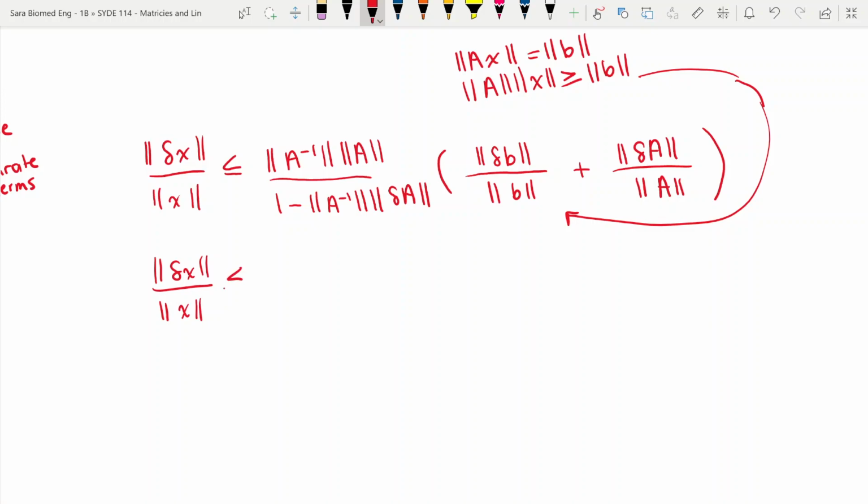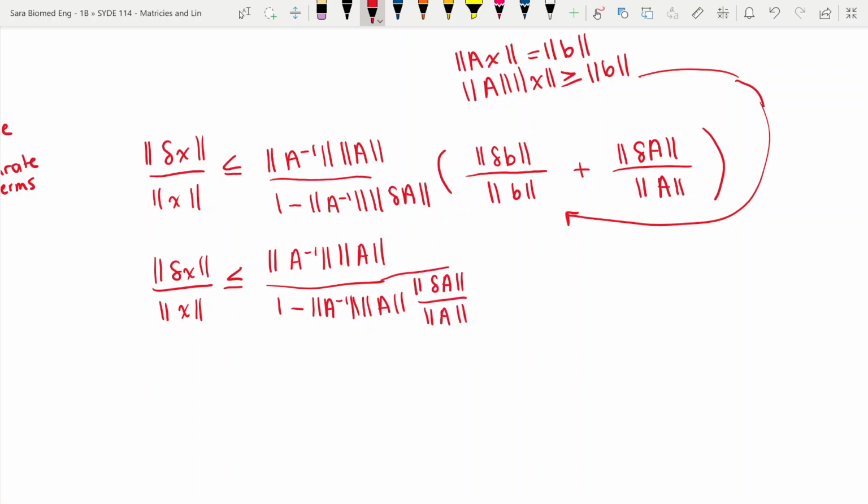One minus, times delta B, delta A. Okay, then it's proved. Again, it's not easy.